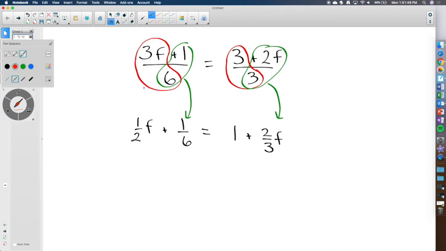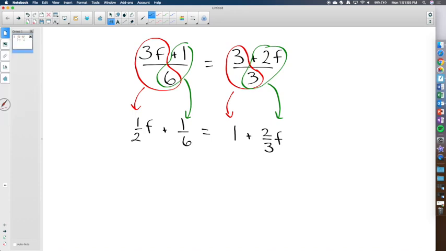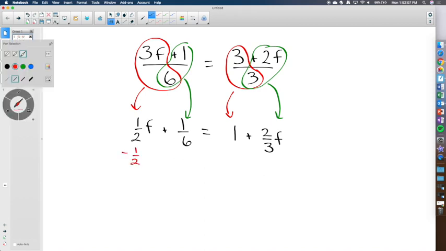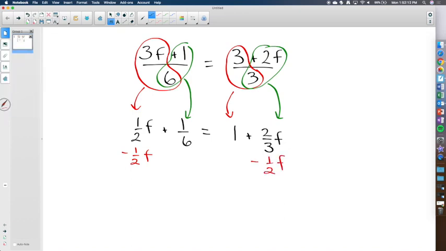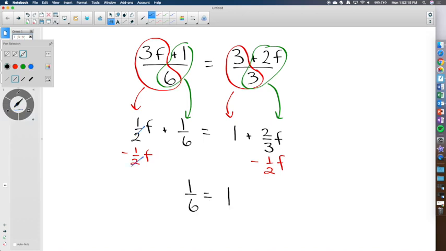So once I've got everything written out, okay, I need to get my variables onto one side. Okay, so I got 1/2 f and I got 2/3 f. 1/2 is 0.5 and 2/3 would be 0.6 repeating. So 2/3 is my bigger of the two fractions. So I'm going to get rid of my 1/2 f from both sides. Now it works out really nicely on the left. They cancel out and I'm simply left with 1 over 6 is equal to 1.